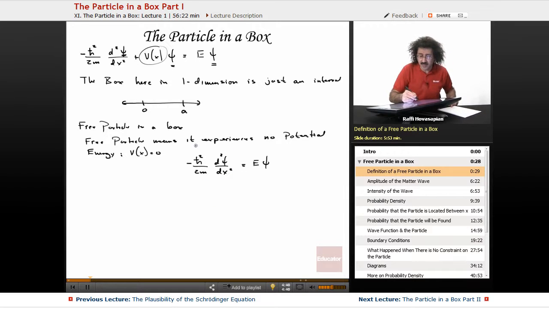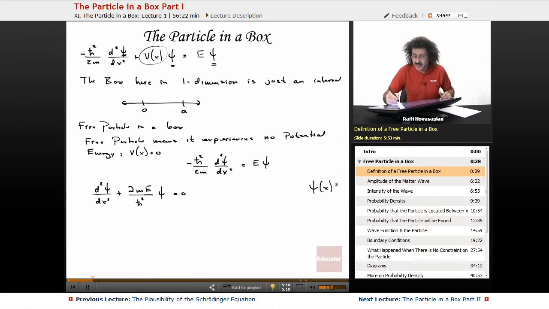Basically, we multiply by the 2m, divide by that, bring everything over to one side, and set everything equal to 0. So it's going to look like this: d squared psi dx squared plus 2mE over h bar squared times psi equals 0. And again, this wave function psi is a function of x. It's just a normal function like anything else. Sine x, cosine x, logarithm of x, that's all it is. That's what we're looking for.